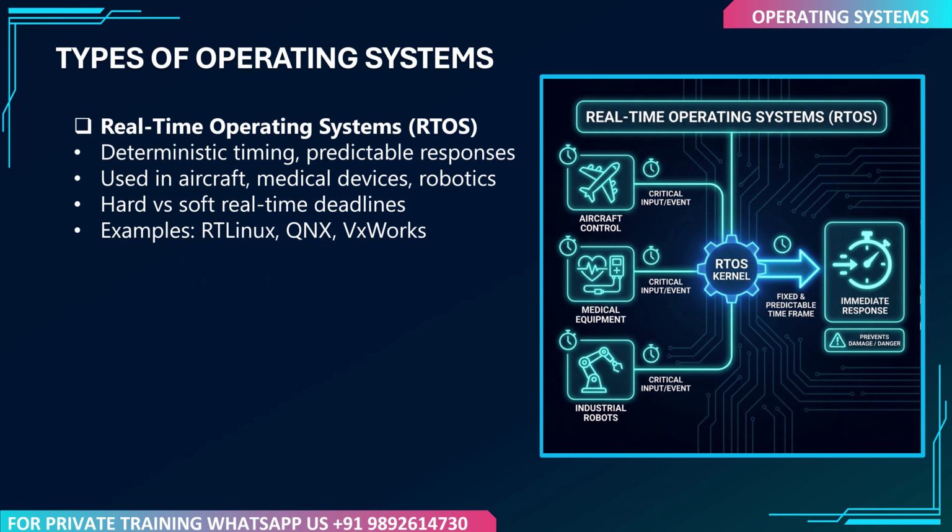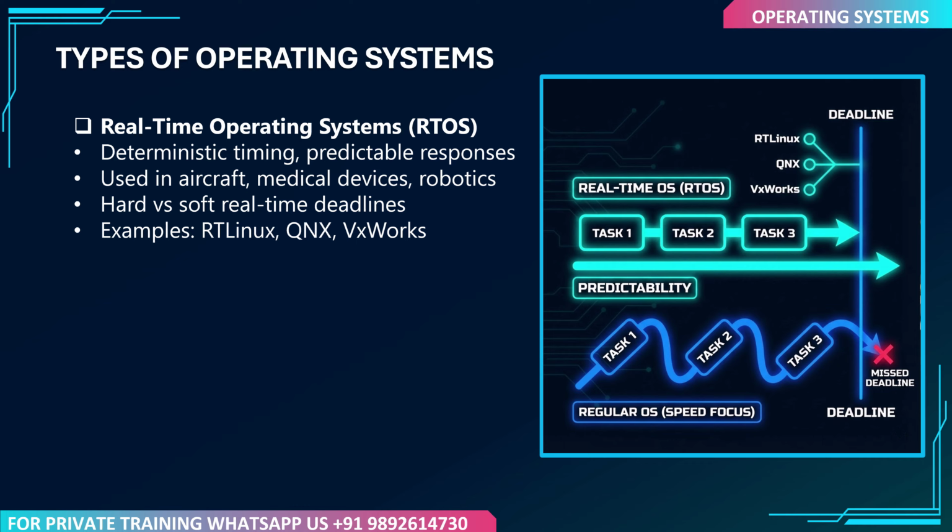Now we come to one of the most fascinating categories, real-time operating systems, or RTOS for short. A real-time OS is designed for systems where timing is critical. That means the system must respond to inputs or events within a fixed and predictable time frame. Think of systems that control aircraft, medical equipment, or industrial robots. If a machine sensor detects overheating, the system must react immediately. Any delay could cause damage or danger. Examples of real-time OS include RTLinux, QNX, and VxWorks. A real-time OS doesn't just focus on speed, it focuses on predictability.